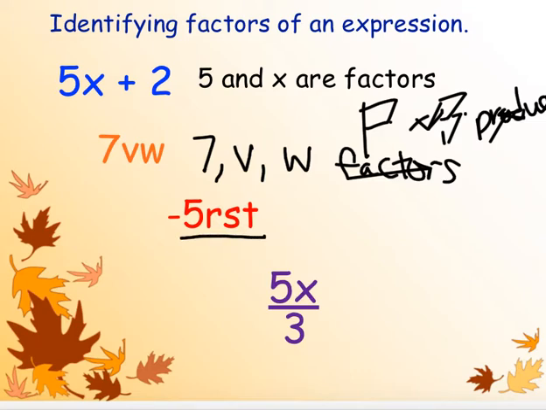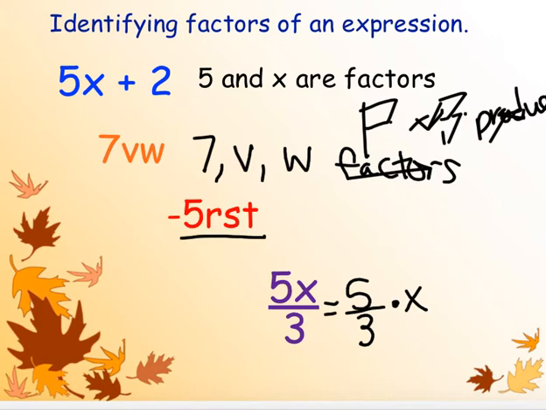The question comes when you come to something like 5x divided by 3. Now, a lot of people just want to say 5 and x are factors, which if we had an expression that was just 5x, I would say yes, those are factors. But unfortunately, we have that divided by 3. Well, I'm going to rewrite this to say I have 5 over 3 times x. Those are definitely the same thing. Those are equivalent.